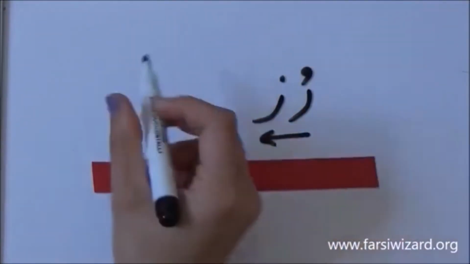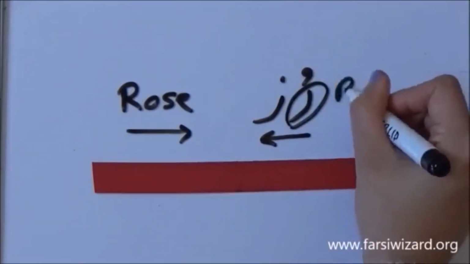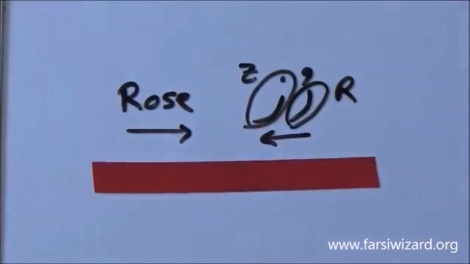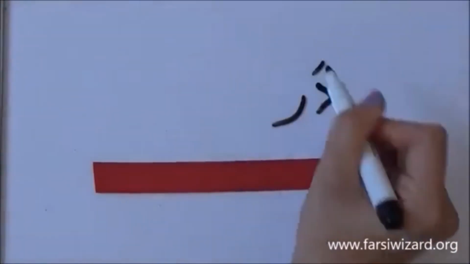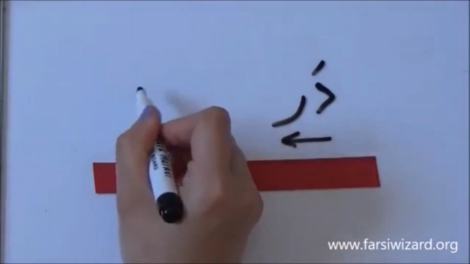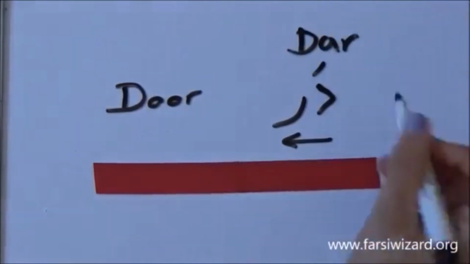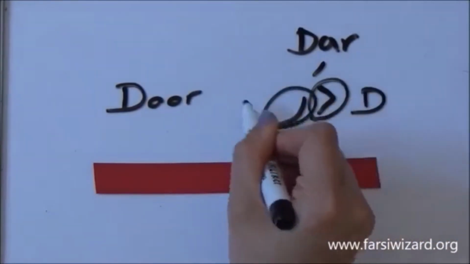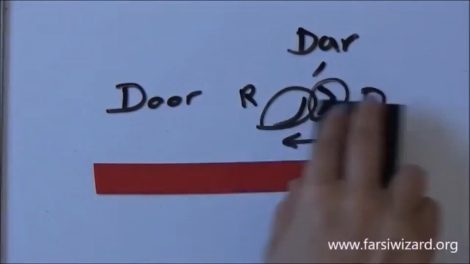Okay, here we have another word. Again, right to left, rose. This is your R. And this is your Z. Ze. Now, look at this one. This one is easy. Only two letters, one vowel. This is the equivalent of the English word door. In Farsi, it is dar. You got your D and you got your R there. Dar.